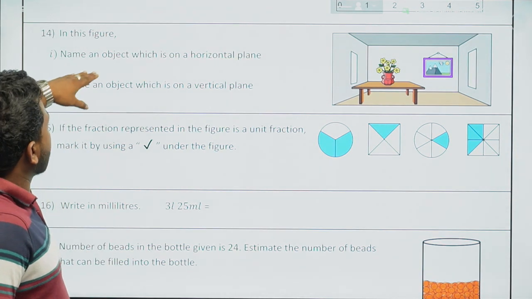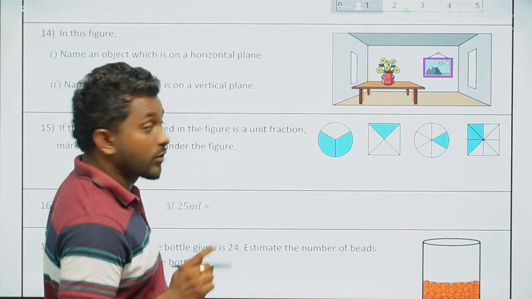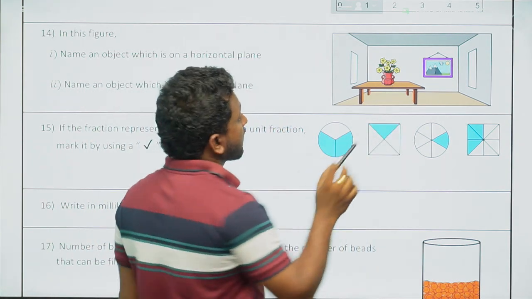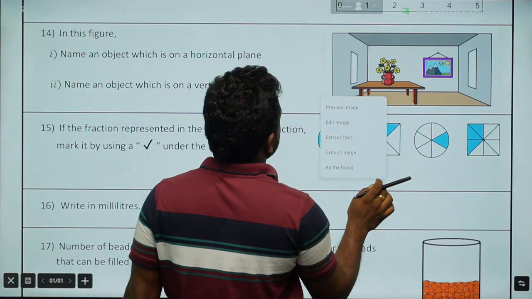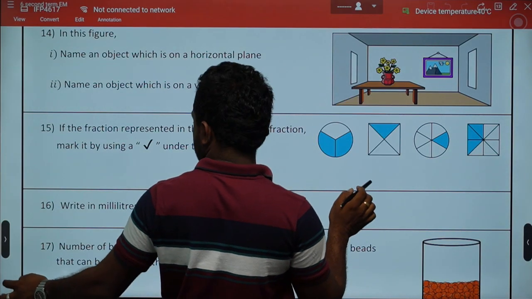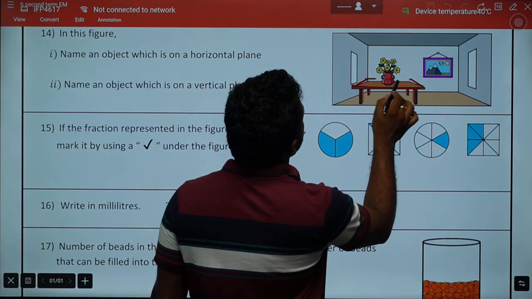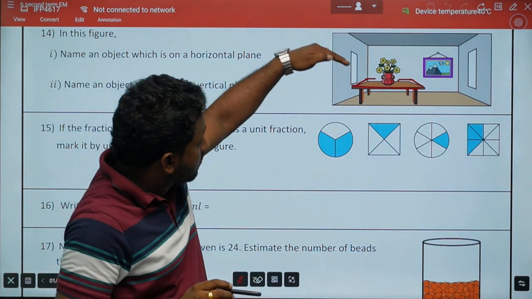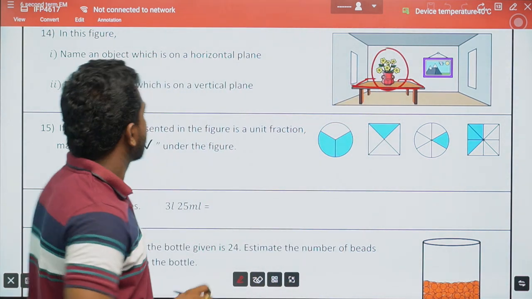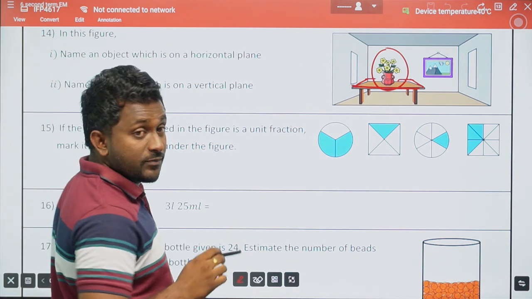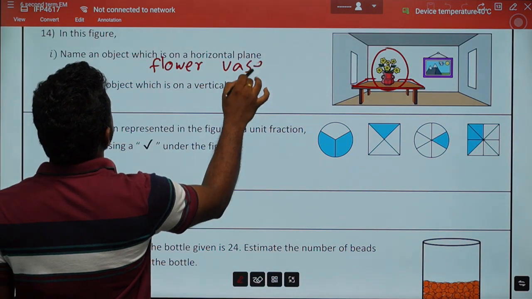In this figure, name an object which is on a horizontal plane. Horizontal plane. Can you see this table? That is the top of the table, no? Top of the table. So, top of the table is horizontal plane. So, what is this one? Yes, flower vase. So, name an object which is on the horizontal plane. You can write flower vase.